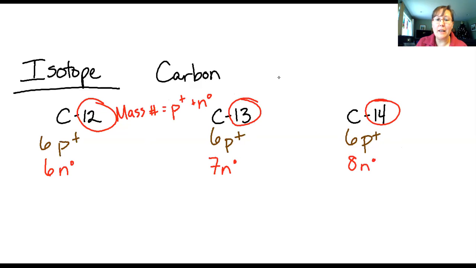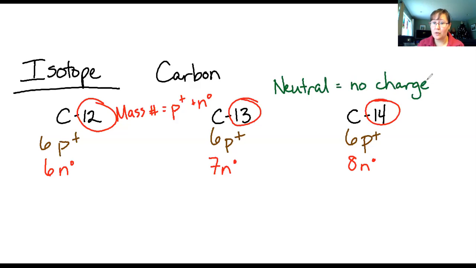Now, all of these are neutral. How do I know that? There's no charge. If I have said specifically that there's no charge, then I know that that means that my protons and my electrons are the same. So if I have no charge, then I have 6 positive charges and I have 6 negative charges.